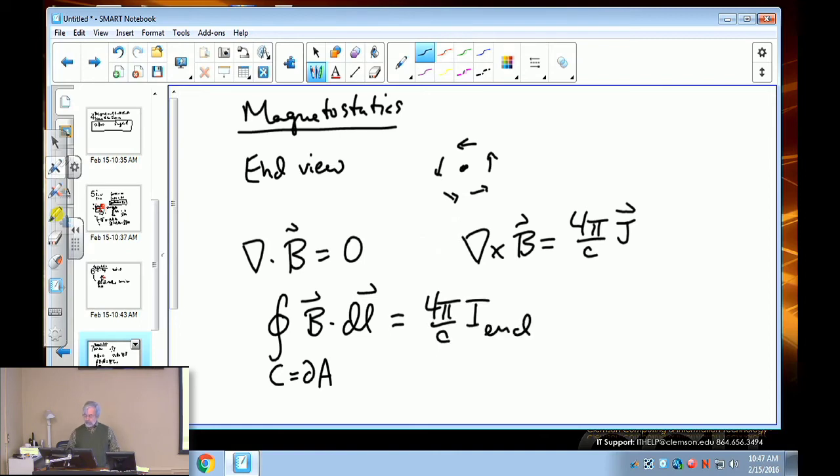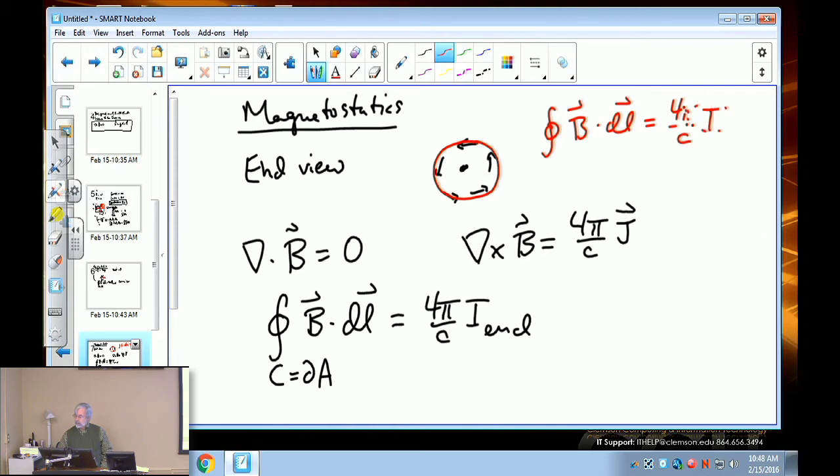And now that will be proportional to the current flowing through that loop, penetrating through that path. So if our path is a circle that incorporates that wire, then we would find that if we integrate B around that path, this would incorporate the current.